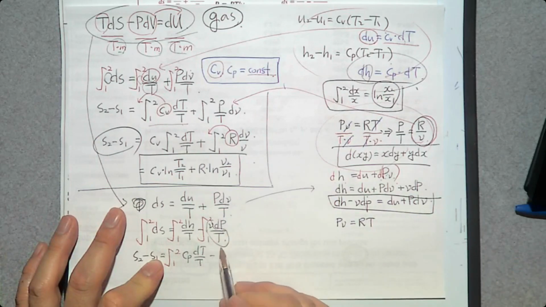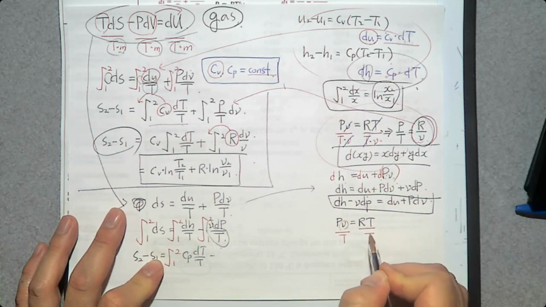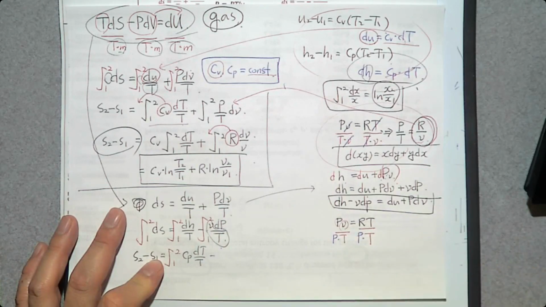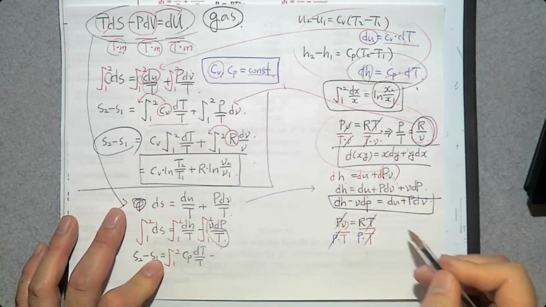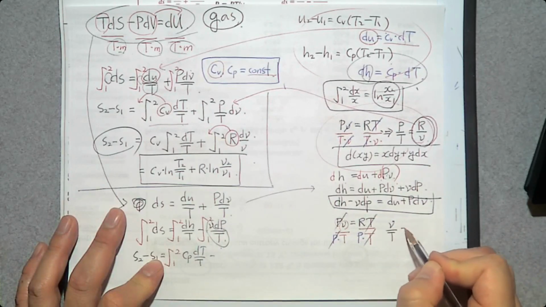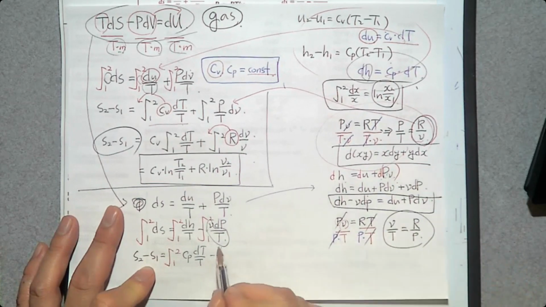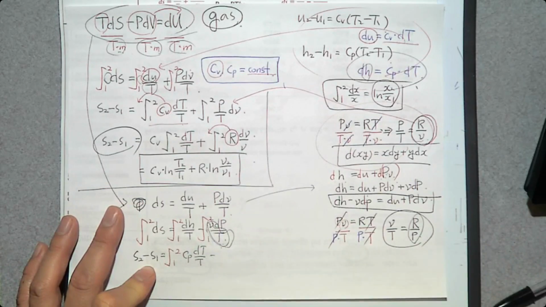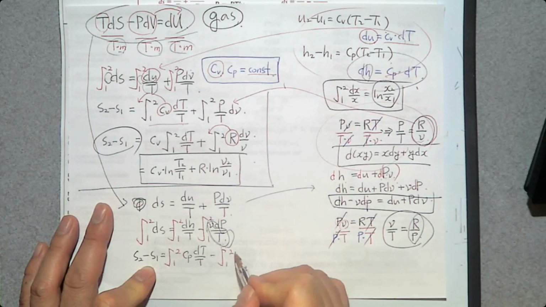Now we have V over T, which is V over T over T. Now we have a P. Oh, I don't like P. Let's divide by P, and cross them out. So V over T is what? R over P. So this one is the integral from 1 to 2 of R dP over P.